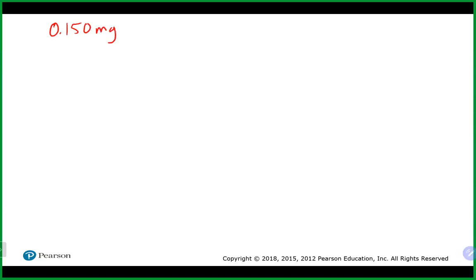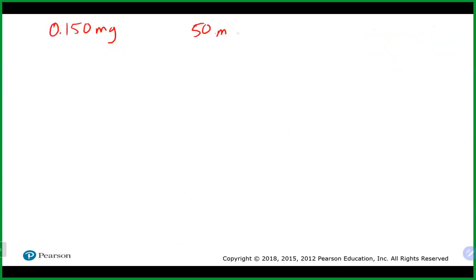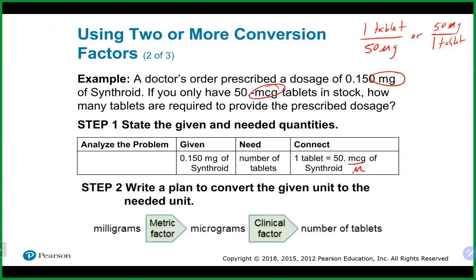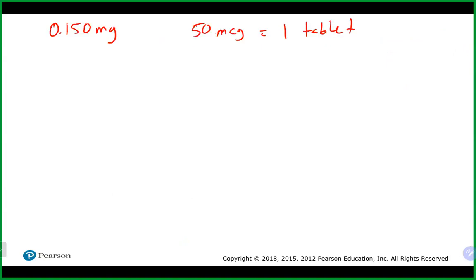And we have 50 micrograms, right? I never write it like that. I don't even remember how they write it. MCG, there we go, micrograms per 1 tablet, I think is what we got going on there. All right, there we go. And they do have a decimal right there.